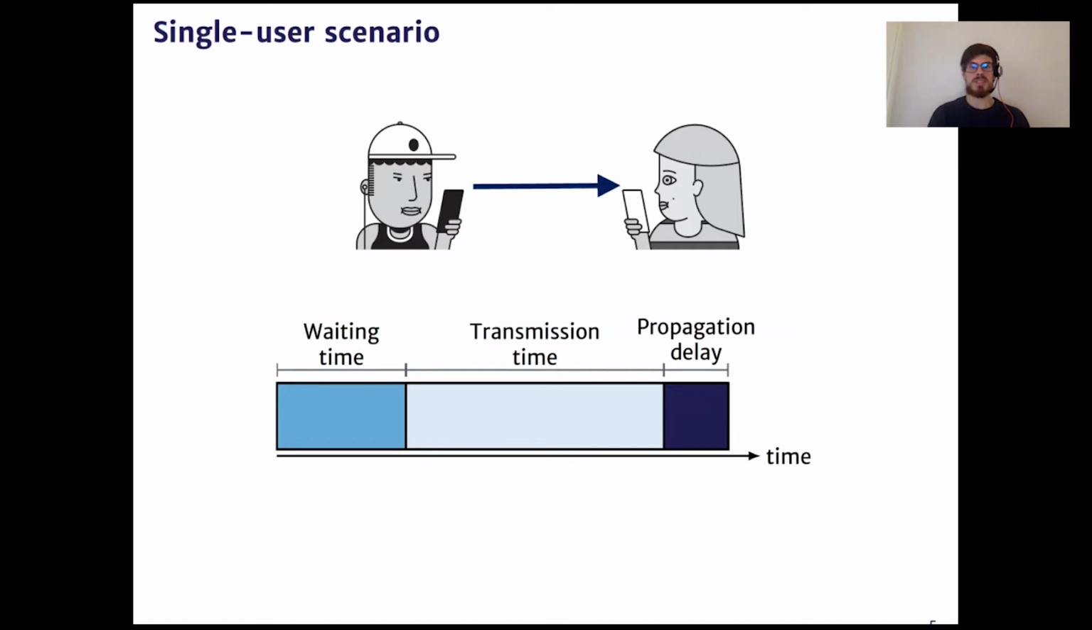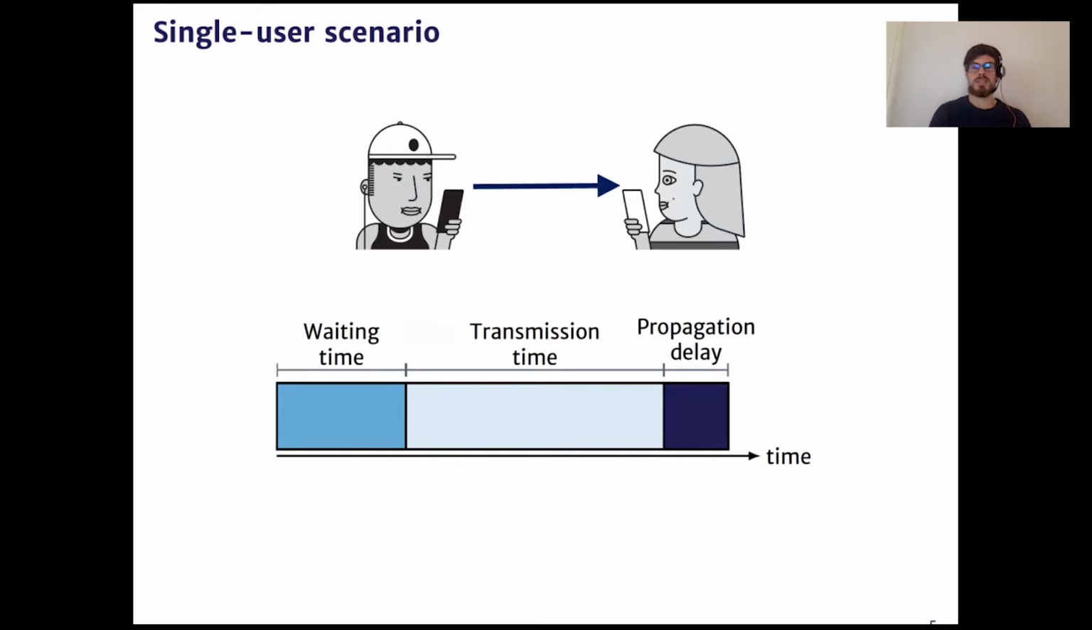Then we go to start with the single user scenario. So we have this guy that wants to communicate with the girl, and it's one-to-one. So basically all the channel is for him. We will have a waiting time, we will have the transmission time, and we will have the propagation delay.